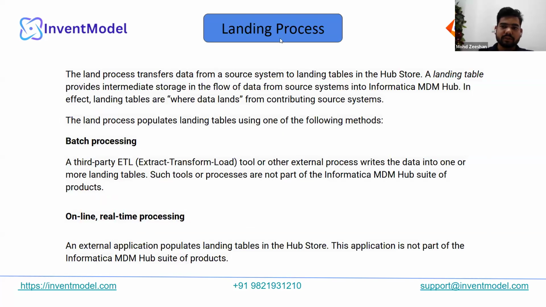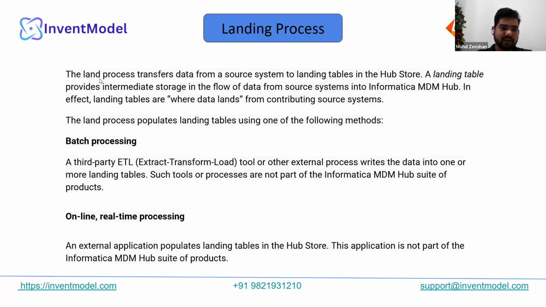And we have the landing process. In the landing process, we are getting the data from different sources. Suppose you have the data in CRM and in different sources. You can combine this data in the landing table. So this process is called the landing process.